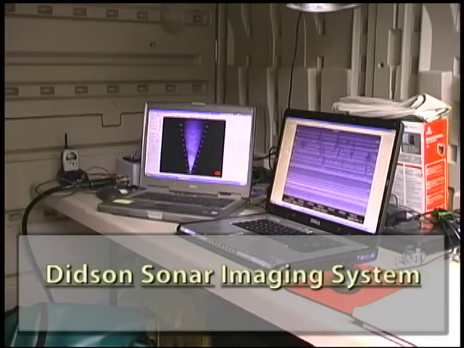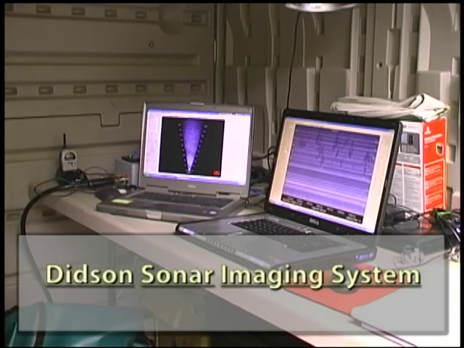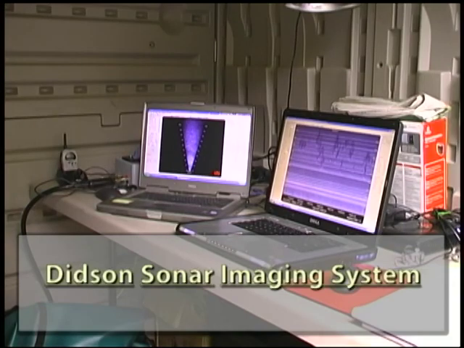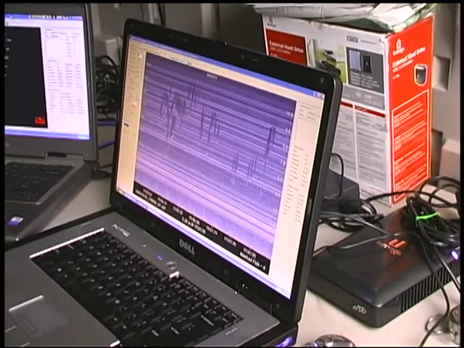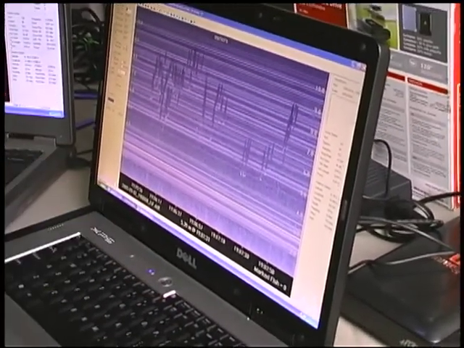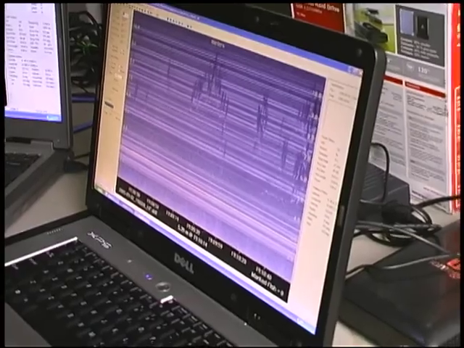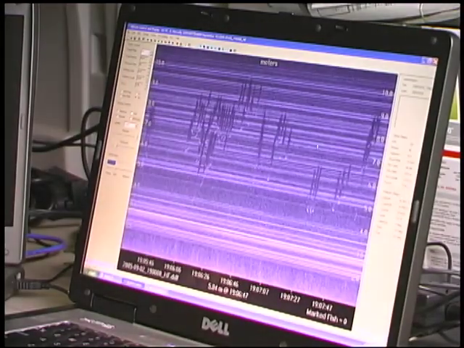This particular system is called the Ditson Sonar Imaging System, and it was developed for the U.S. Navy by the Applied Physics Lab in Seattle. What it does is bridge the gap between sonar and video. It takes the sonar waves that are coming back to the transducer and puts them through lenses, which is what a camera does. That then gives you the perception of video, and you can actually see movement of fish. This is called a fixed location system.